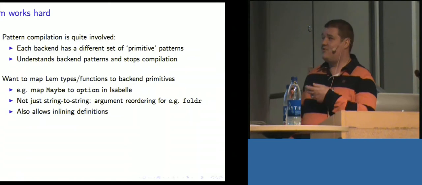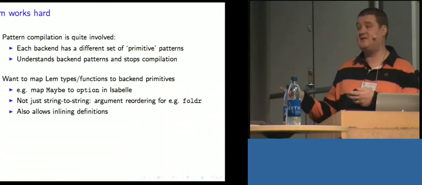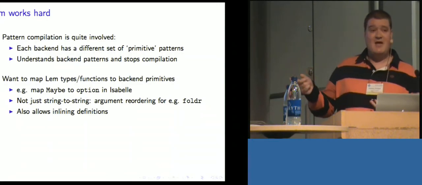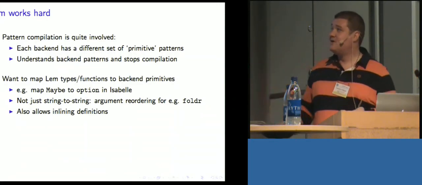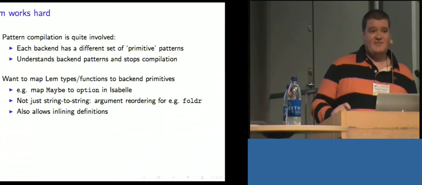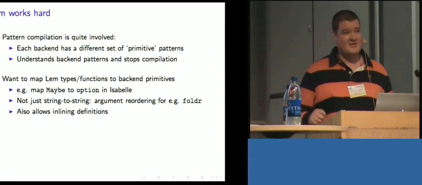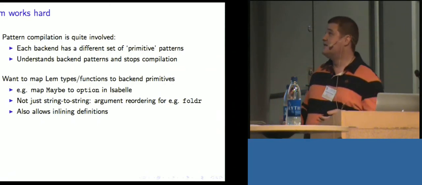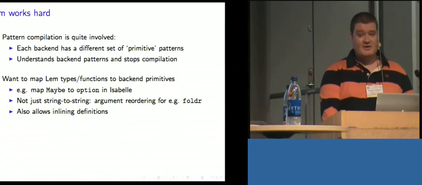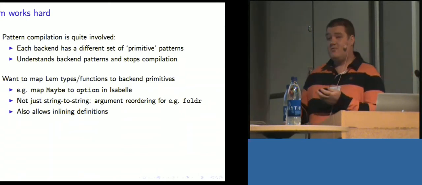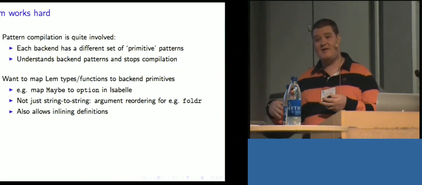We also want to map various existing types in Lem to existing types in each backend. So, for example, we want to map maybe and its constructors to option and its constructors in Isabelle and OCaml. And again, this is not just a string-to-string transformation. If you look at fold right, there's an amazing variety of argument orders between each backend, and you need to be able to reorder the arguments to extract correctly. We also wish to allow inlining of definitions, and all this can be done on a per backend basis.